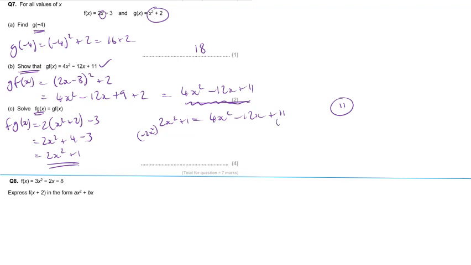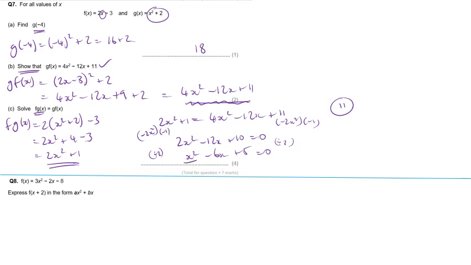So if we take away 2x squared from both sides, we're going to take away 1 from both sides. So we're going to end up with 2x squared, take away 12x plus 10 is equal to 0. And hopefully you've seen that if we divide both sides by 2, we'll have x squared, take away 6x, plus 5 is equal to 0.